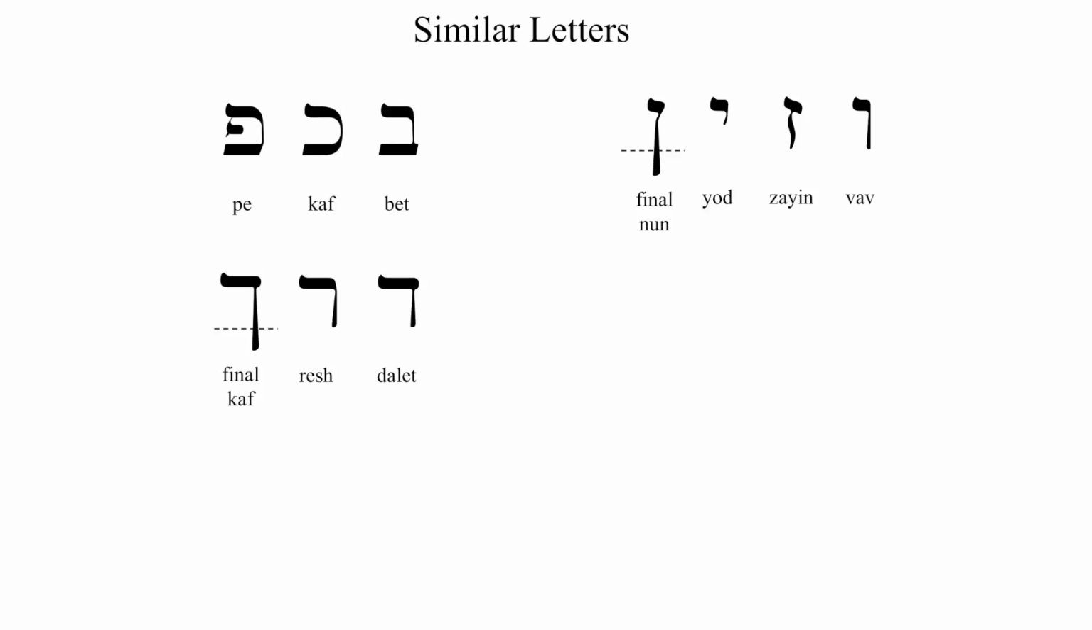Dalet, Resh, and final Kaf. You'll notice that the difference between Dalet and Resh is simply whether or not it has a squared corner. The Dalet has the square shape to it. It projects off on the right, whereas the Resh is rounded. The final Kaf, as we noted before, is differentiated by whether or not it extends below the line.